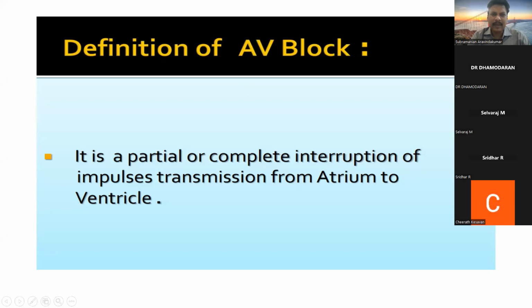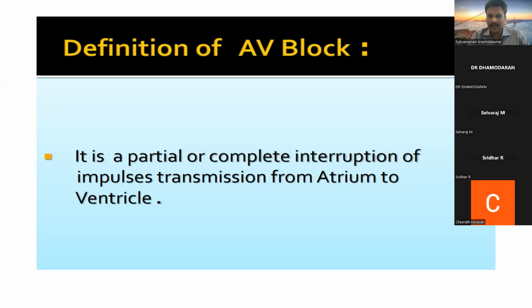So, for the next few minutes, I'll be talking about what the types of AV block are and how it manifests, how we can identify it, and how we can manage it if there is going to be a discussion on it. So AV block is defined practically as a partial or complete interruption of impulses transmitting from the atrium to the ventricle.